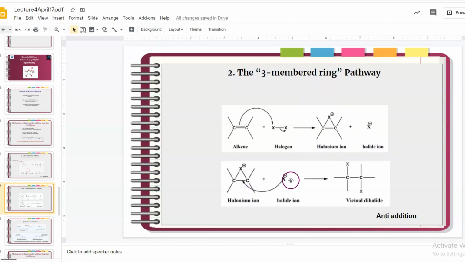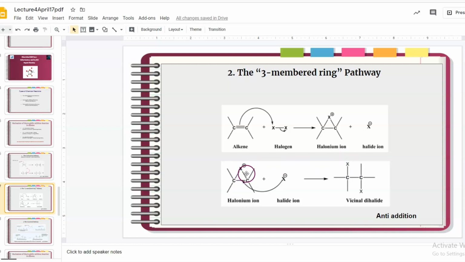On the second step, the negatively charged halide, or the nucleophile, would attack one of these carbons and form a bond with the carbon here, and the electrons in one of these bonds would move to the X plus and make it neutral X.